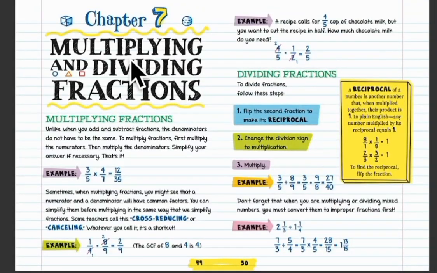This page. Okay, chapter 7, multiplying and dividing fractions. Multiplying fractions. Unlike when you add and subtract fractions, the denominators do not have to be the same to multiply fractions. To multiply fractions, first multiply the numerators, then multiply the denominators. Simplify your answer if necessary.